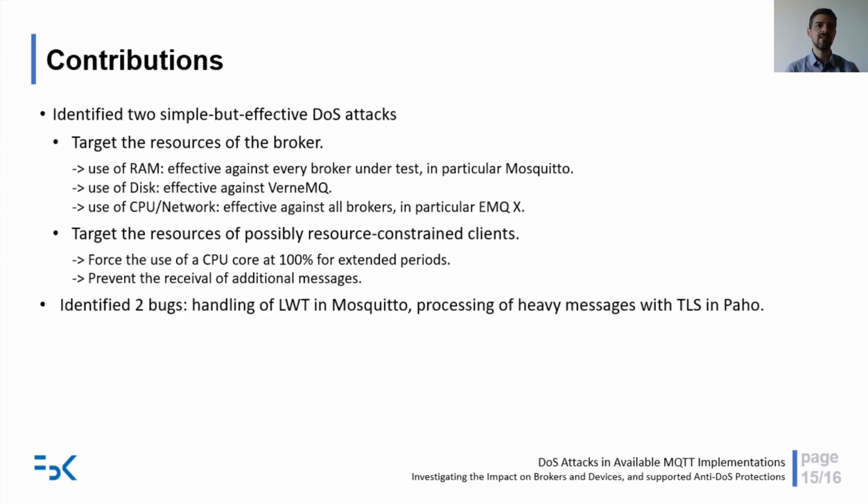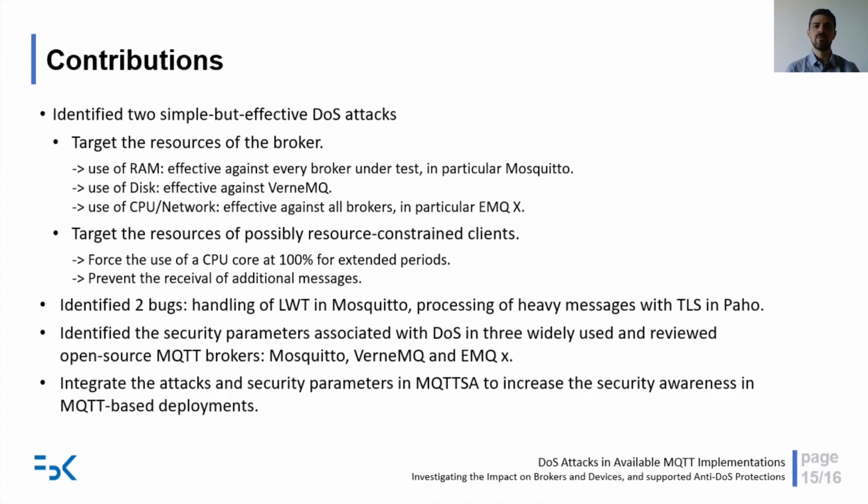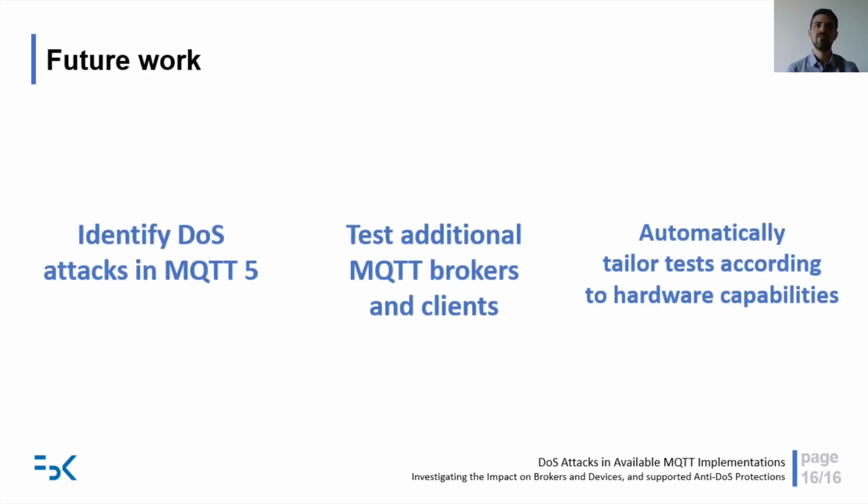As part of our investigation, we identified and reported 2 bugs, one in Mosquitto and another in Paho. We also derived the set of parameters that would prevent or foster, if misconfigured, possible DoS attacks. The attacks and security parameters have finally been integrated in the security tool MQTT-SA to increase security awareness in MQTT-based deployments. As future work, we plan to investigate new features available in MQTT 5 with respect to DoS attacks, extend the assessment to additional MQTT clients and brokers, and develop a mechanism to automatically tailor the tests to the testbed capabilities.